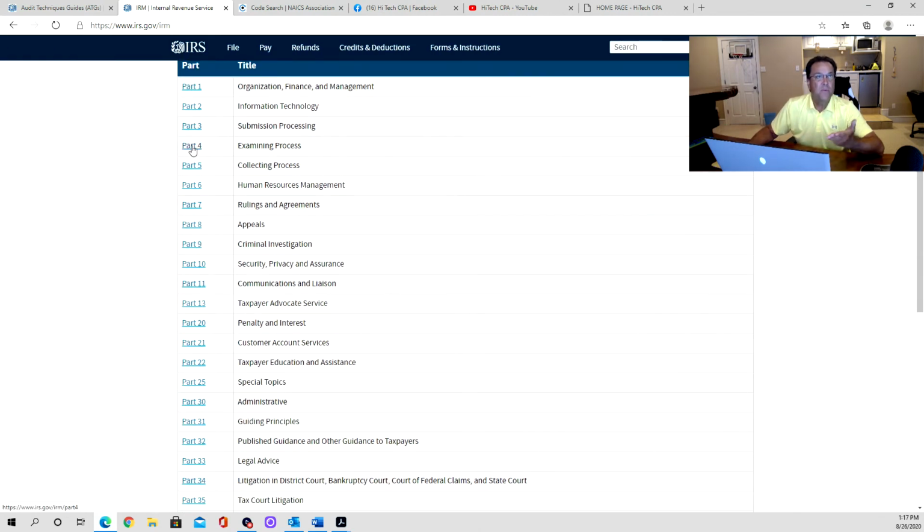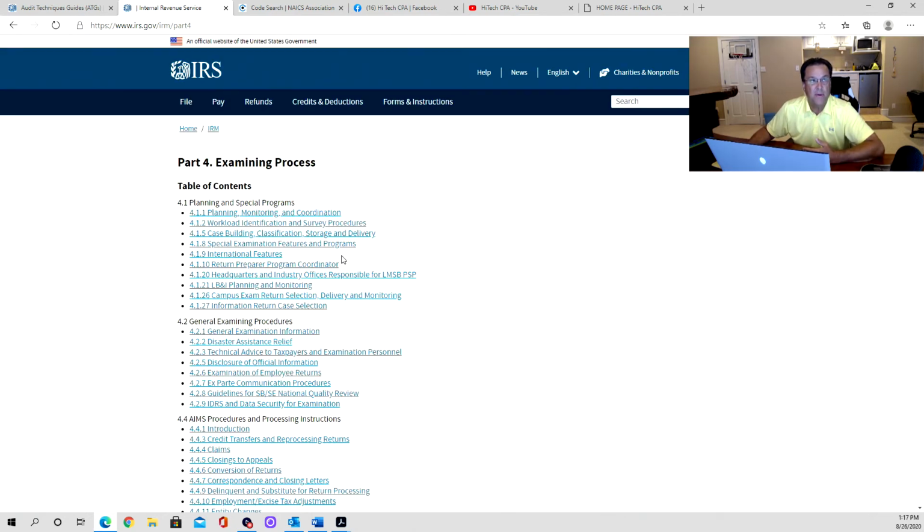You go into what's called the examining. This is the Internal Revenue Manual, and you dive even a little deeper here. Here's the examining process. All of these are documentation that the Internal Revenue agent has to actually provide in a written document to prove the adjustment that they're making on a potential client, which would be you as a small business.